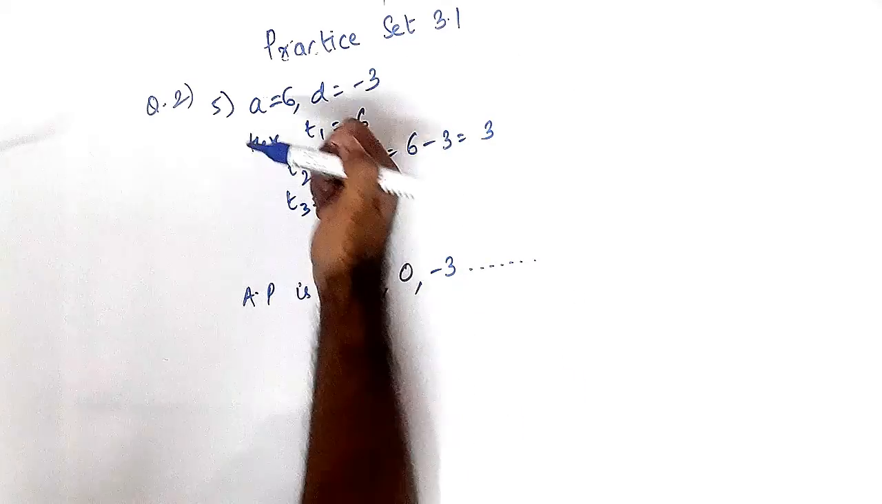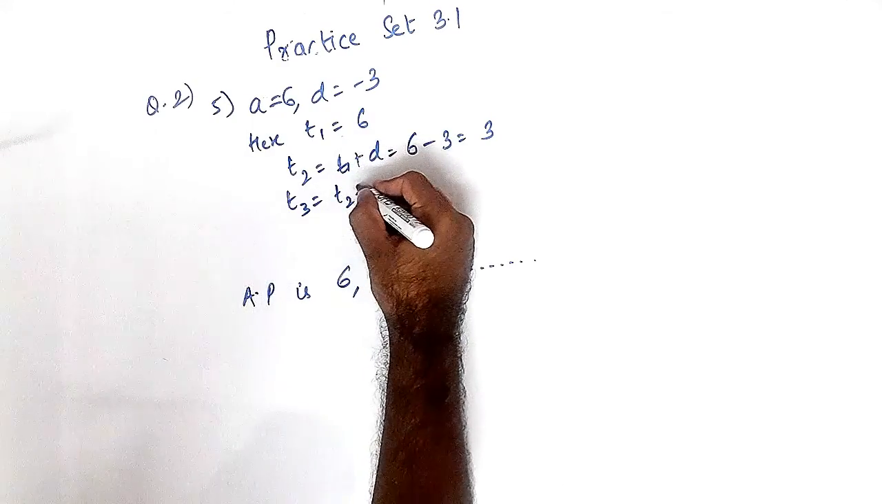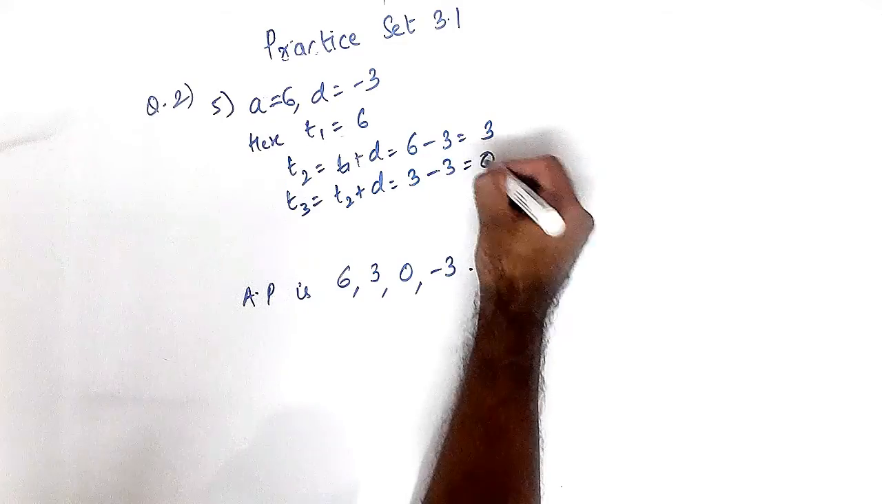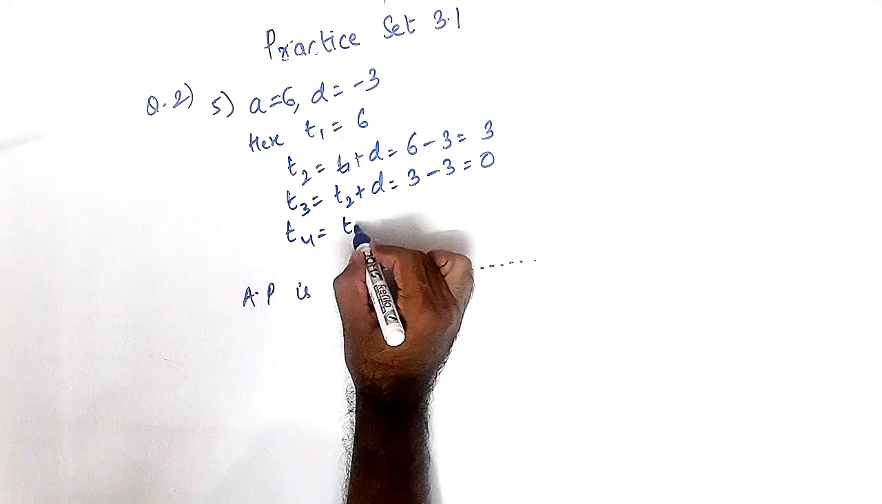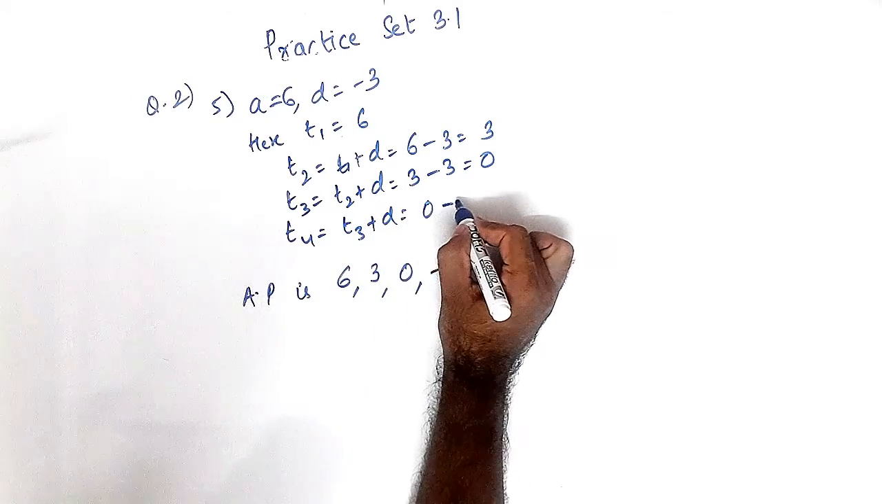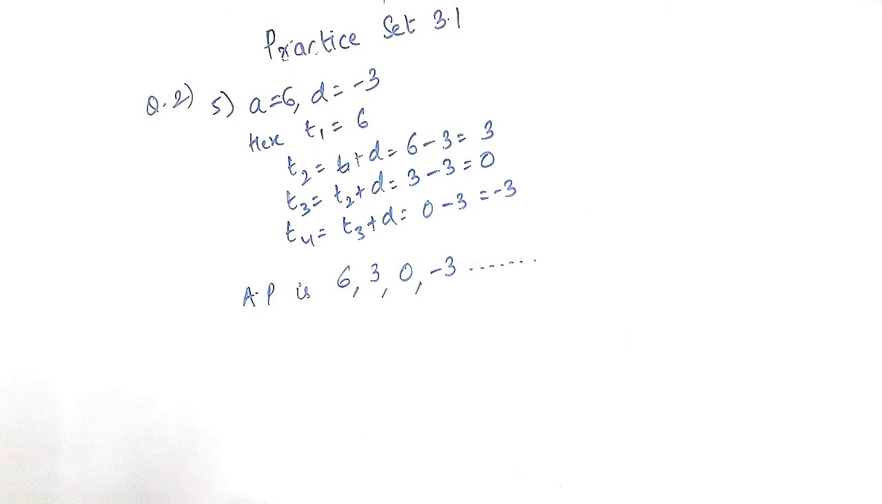I should have written this T1 plus D. This is T2 plus D, so it is 3 minus 3, which is 0. And T4 is equal to T3 plus D, so it is 0 minus 3, so it is minus 3. This is how you will write.